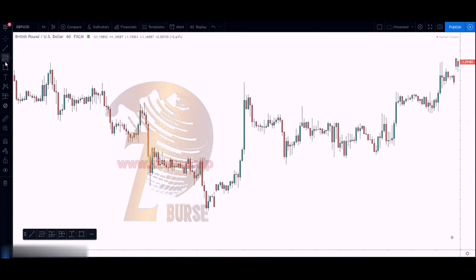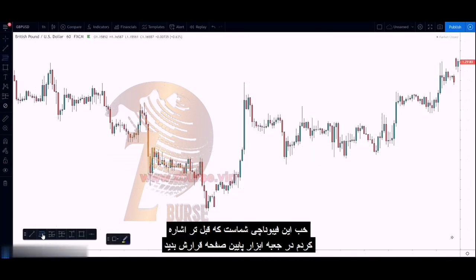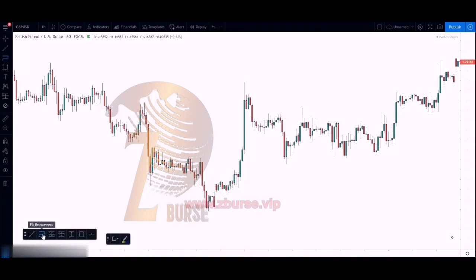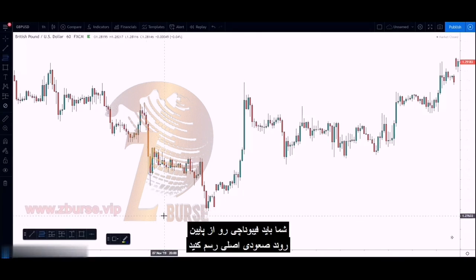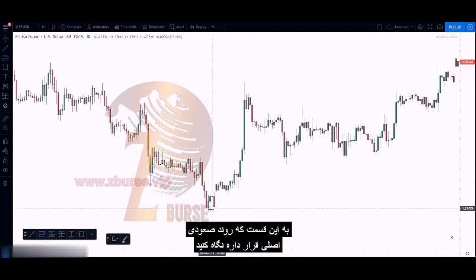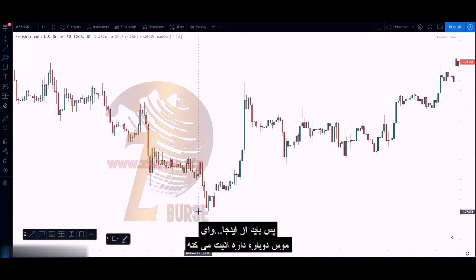So, this is your Fibonacci right here. I told you earlier in this course to put it in your toolbox, so there it is, Fibonacci Retracement. How are you going to draw your Fibonacci? You're going to draw it from the main push. Look at this push to the upside. From here to here, you have a main push. So you draw your Fibonacci from here.